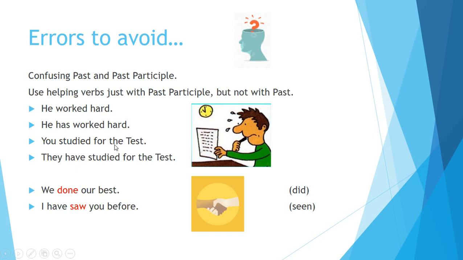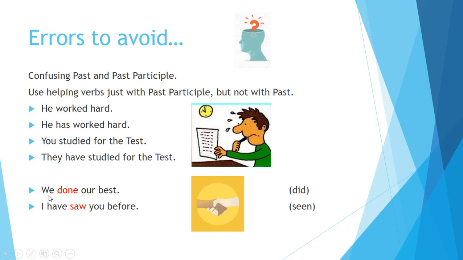Then, you studied for the test. Studied, simple past. Then, they have studied for the test. We have the helping verb plus the past form of study, because it is the same for past and past participle. But there are some other verbs that are not conjugated the same way for past and past participle, and we have to be careful with that.